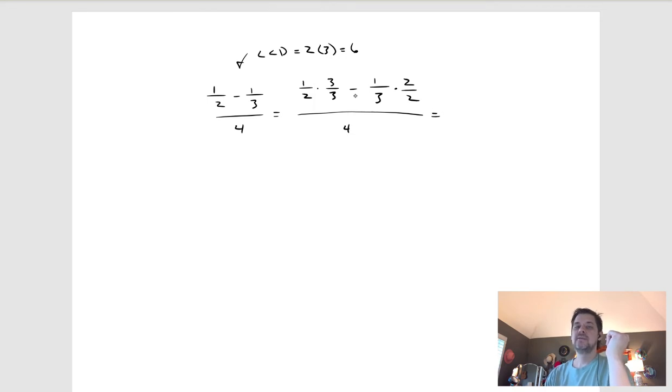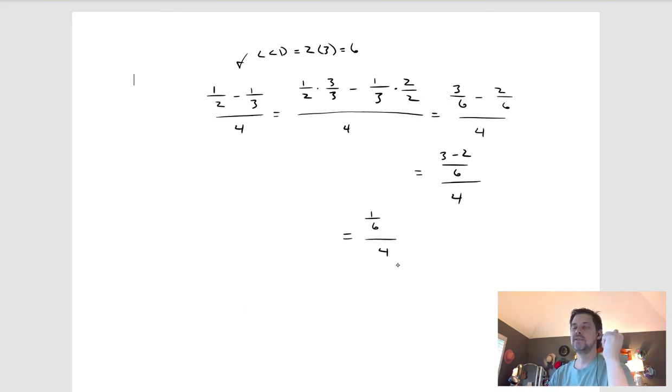So what am I going to have right there? 3 over 6. And then what am I going to have here? 2 over 6. Now I can tell you what 3 over 6 minus 2 over 6 is. How do you subtract fractions? When you have a common denominator, we take this numerator, 3, minus that one, 2, over that common denominator, 6. Let's continue right here. So 3 minus 2, that's 1 over 6, over 4.